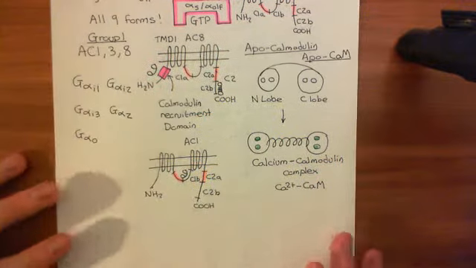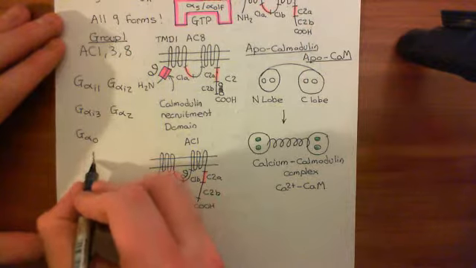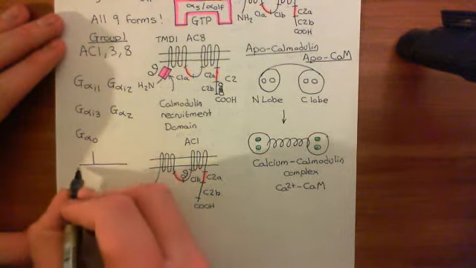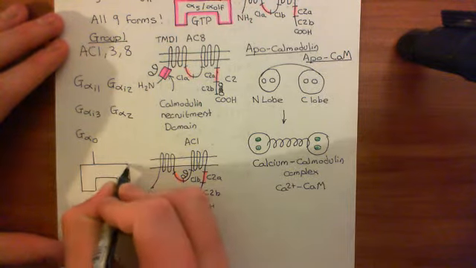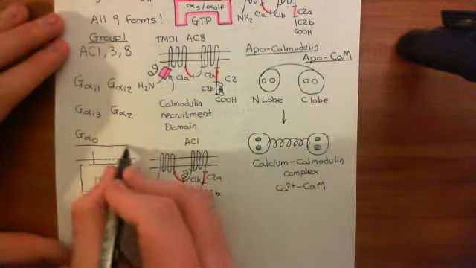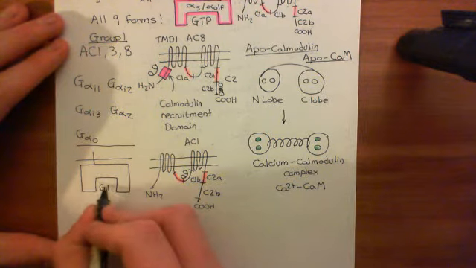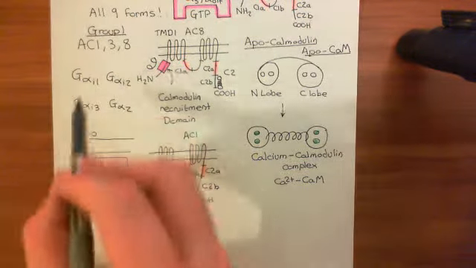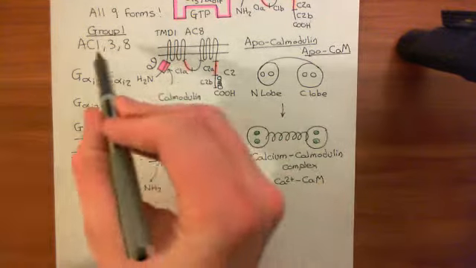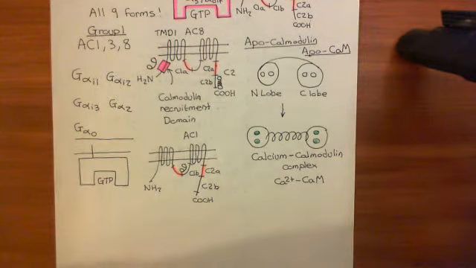So all of these, when they've got their alpha subunits on their own with GTP bound to them, so they no longer have their beta-gamma subunit with them. Basically, any of these 5 alpha subunits will go off and bind to adenylyl cyclase 1, 3, 8 enzymes, and they will block calcium from being able to activate them. They do not inhibit them, they stop the activation of them, and there's a subtle difference between that.